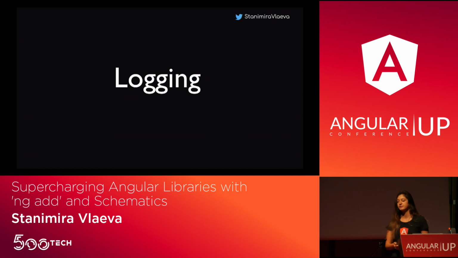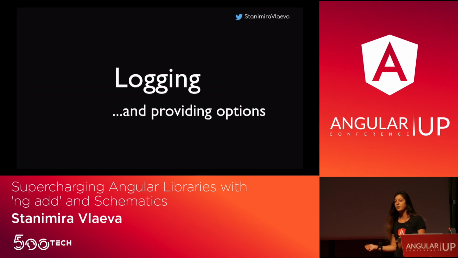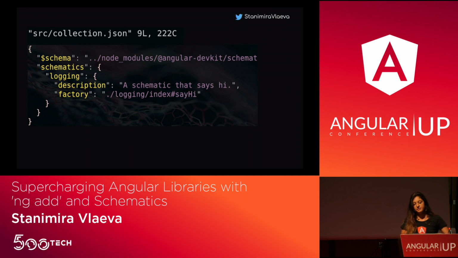Let's start doing stuff. Logging, very important, because I don't debug with anything else other than console logs. And we also will learn how to add options to our schematics, which is more important than logging usually. Of course, we have to register our transformation inside the collection.json. So we add a new property here, logging. This is going to be the name of the transformation, some sample description, and of course, we point to the factory function.